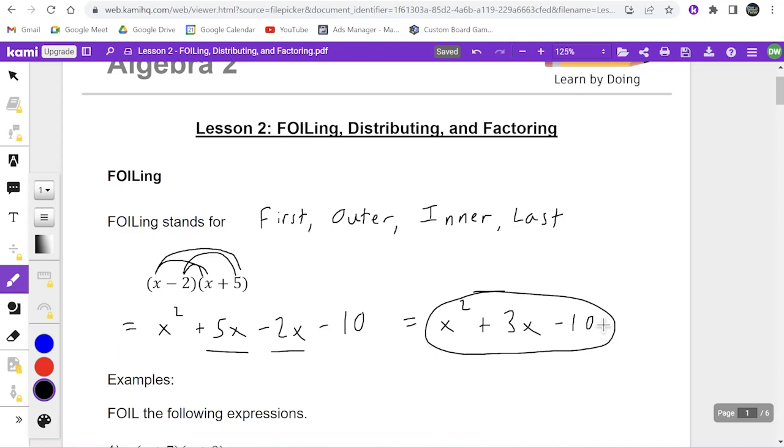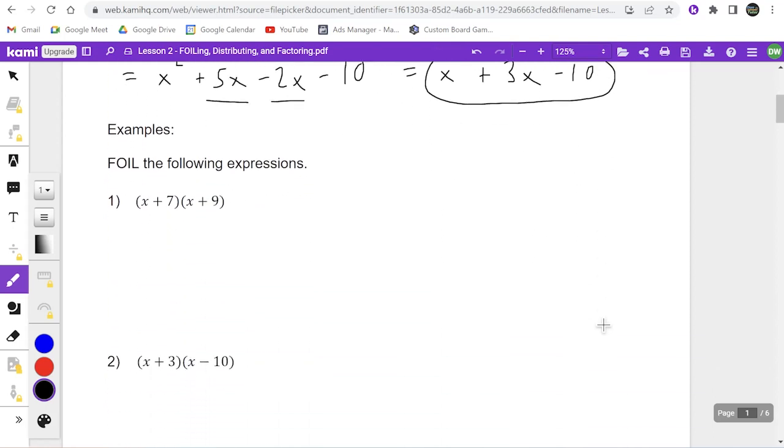Hopefully this sounds familiar. We're just going to do a few examples of this and then move on to bigger and better things. So let's do some practice. X plus 7 times x plus 9. Again, same idea. You multiply first, outer, inner, last. X times x again is x squared. Then outer, x times 9 is plus 9x. Then the inner, 7 times x, so plus 7x. And then last, 7 times 9 is 63.